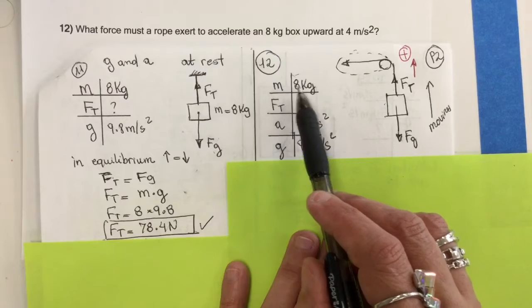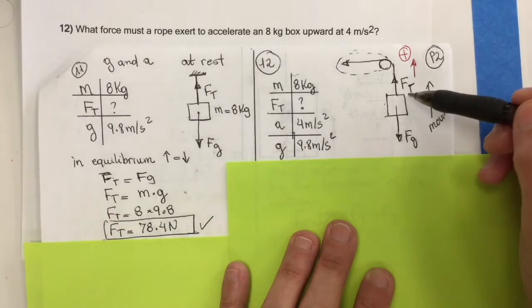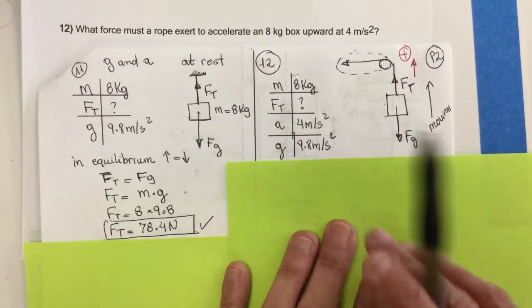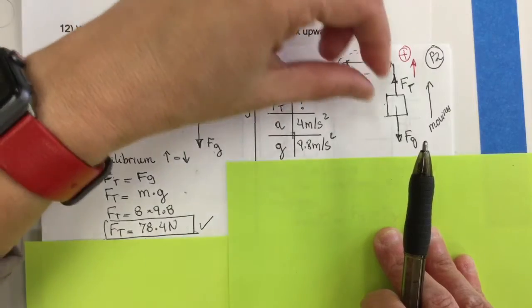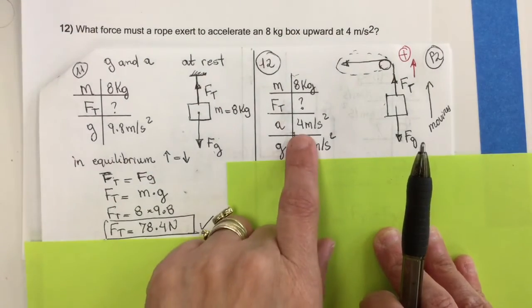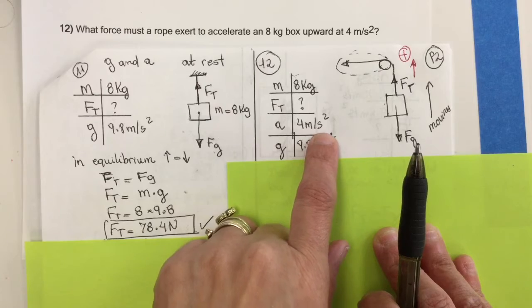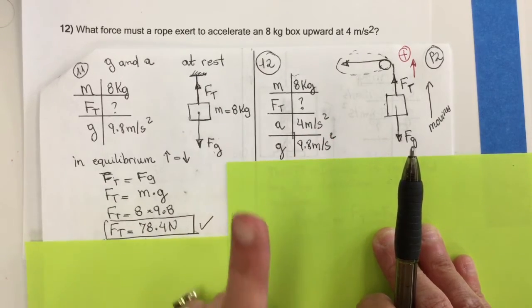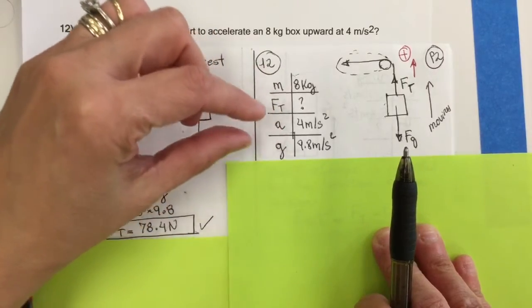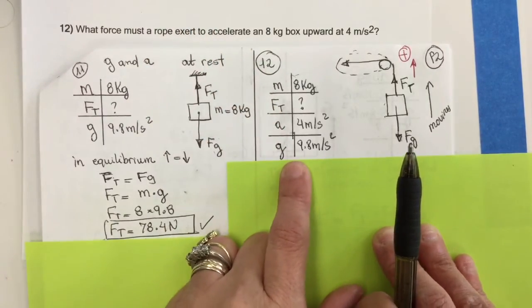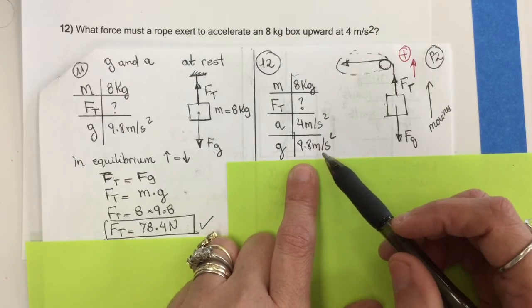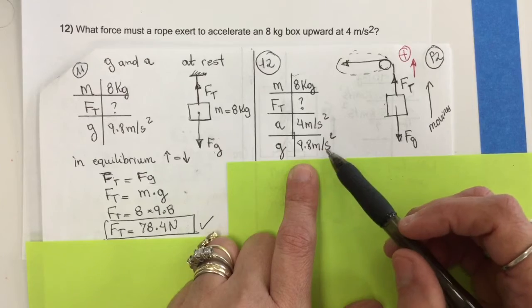So the mass of the box is 8 kilos, and we are looking for the tension on this cable. It is giving the acceleration, so it is moving upward, changing velocity over time upward, which is the acceleration, 4 meters per second squared, and the acceleration of gravity is 9.8 meters per second squared. Now there is a big difference here. The acceleration of gravity is an established number. This is never going to change on Earth. It's 9.8 meters per second squared.